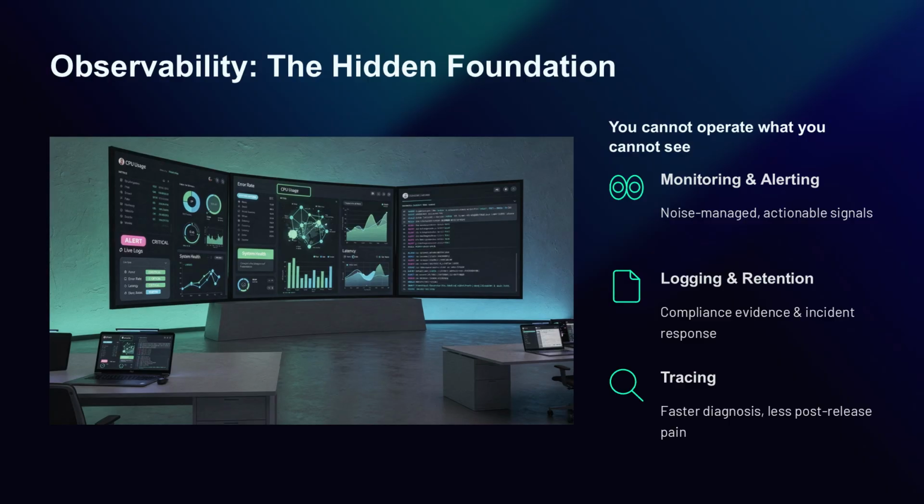Observability is also a governance tool because it provides evidence of control effectiveness and supports incident response. When observability is standardized, operations becomes faster and more reliable, and delivery teams spend less time diagnosing issues after release.